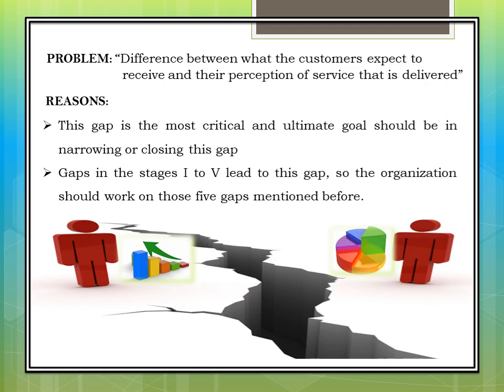Reasons: first, this gap is the most critical and the ultimate goal should be narrowing and closing this gap. Second, gaps on stages 1 to 5 lead to this gap, so the organization should work on those 5 gaps mentioned before.